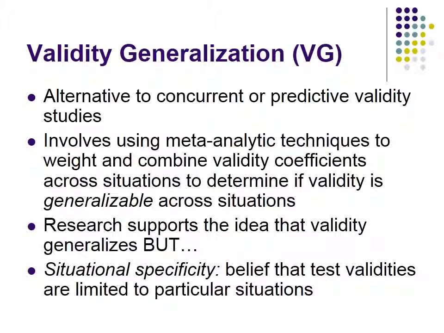The problem with this, though, is situational specificity. It's a belief that's also supported somewhat by data that test validities are very limited to particular situations. Now, think about this. We were just talking about the idea of cross-validation, that when you actually bother to do a full statistical analysis to determine how effective your selection battery is, still, the next time you use it with a brand new sample, it's not going to be quite as strong. Well, validity generalization is the idea that we're taking coefficients from big giant studies and trying to apply them to our specific situation. Again, generally, this isn't a bad idea, but the actual success of those selection techniques is probably going to be weaker in our specific situation.